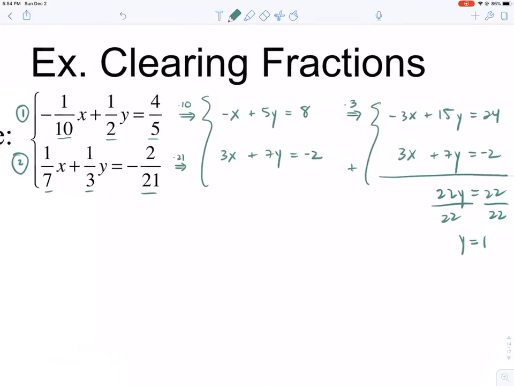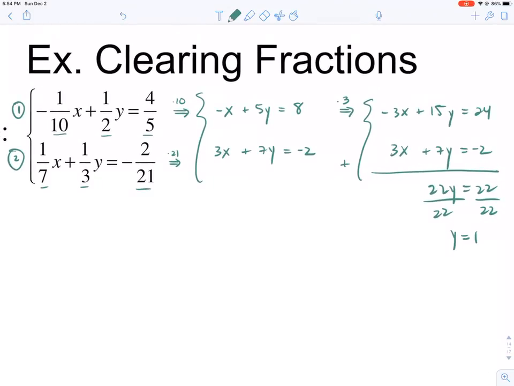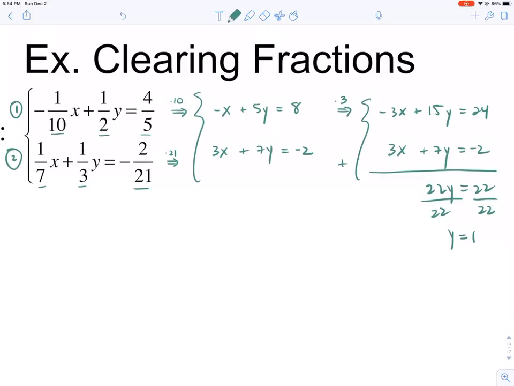And now you can go to one of the original equations that have the fractional coefficients to solve for x, or I think I'm going to use equation 1 in the second step here. So this is the second version of equation 1. So negative x plus 5 times 1 equals 8. If I subtract 5 on each side, we'll get negative x equals 3. Divide by negative 1, we get x equals negative 3.